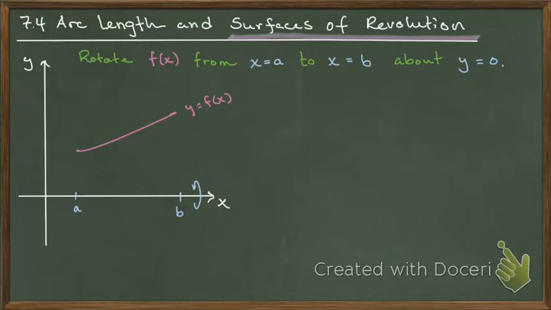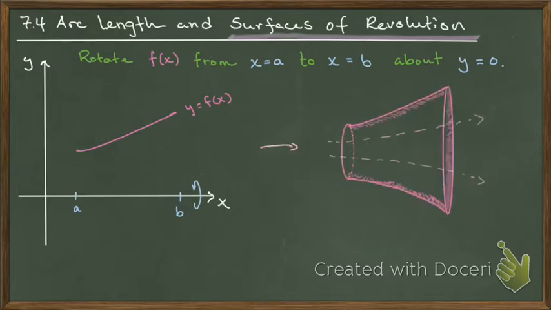I end up with a nice pretty picture that looks something like this. It's kind of like a horn or something that you would blow through. It's open, right? It's just a surface. It doesn't actually have any solid material through it. I'm not taking an area or a region and rotating it. I'm just taking the curve by itself. I'm taking a length and rotating it around the x-axis.